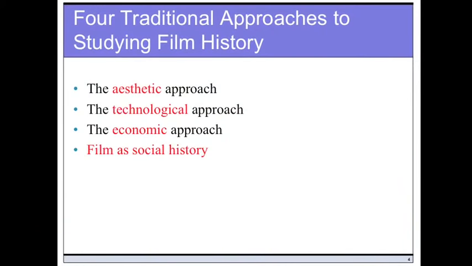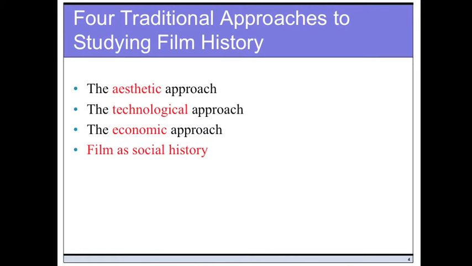So there are four traditional ways that you can study film history. All are equally okay. I really like looking at some of them more than others, but the four approaches are aesthetic, technological, the economic approach, and finally you can view film as social history. Anything that's written in red is going to be on a quiz or on the test, so it's recommended that you write this down for notes. Anything that's in red in a slide that you see.